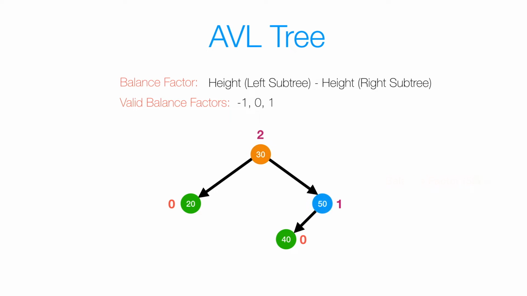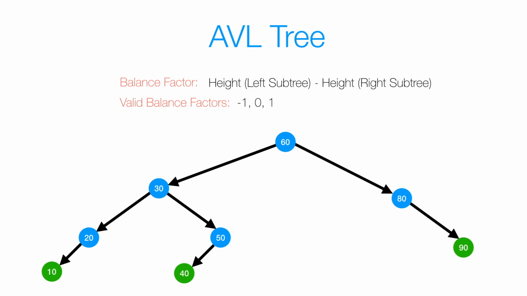Now moving up to 30, its height increases by 1, so it becomes a height of 2, and the height of its left subtree is 0, and the height of its right subtree is 1. So the balance factor for 30 is going to be 0 minus 1, which is going to result in -1. And -1, as we know, is a valid balance factor. So we can say that the tree rooted at 30 is also height balanced. So this is a valid AVL tree.